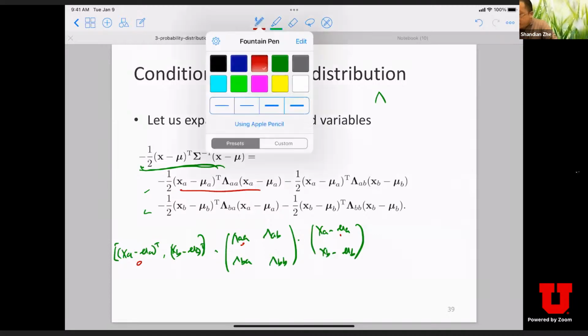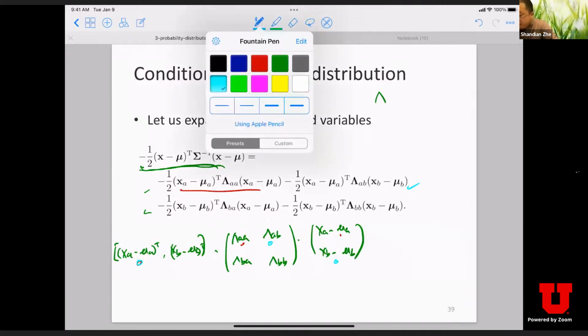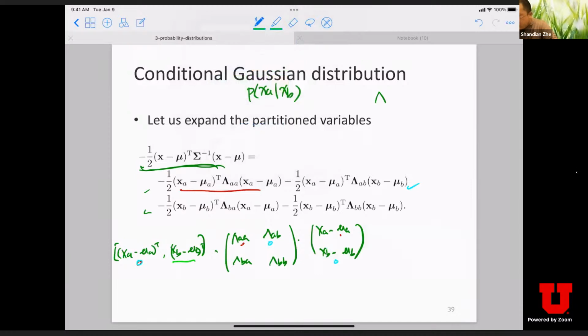And XA minus mu A transpose, lambda AB, and XB minus mu B, the second term. And the third term will be XB minus mu B transpose, and then lambda BA and XA minus mu A. And the fourth one is XB minus mu B transpose lambda BB XB minus mu B. So you can expand them into 4 terms.